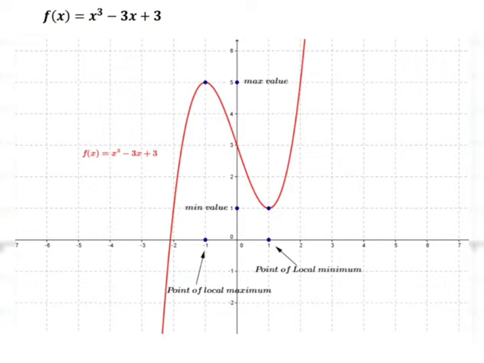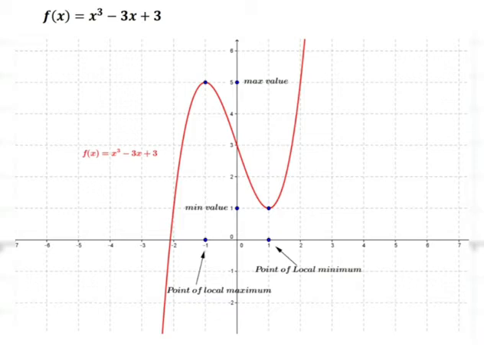But the problem is, during exams, you will not be having the graph. So you will have to find all these points, all these values, simply using your calculations. And in this case, simply using the first order derivative.